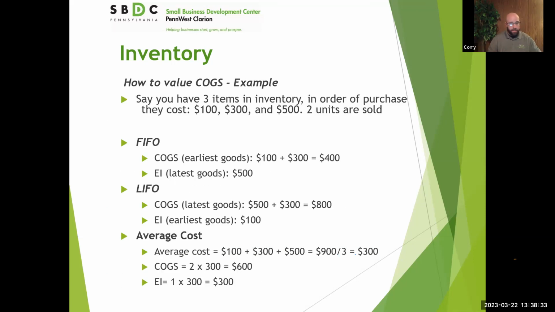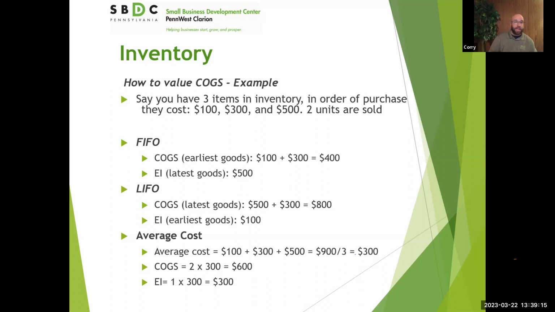Okay, so on this slide here is where I want to talk about the average cost with you, but let's look at these examples for first in, first out, last in, first out. Sorry, I think I said that wrong earlier, but last in, first out, LIFO, and then this average cost thing. So if you ordered 3 items of inventory, and in order of when you purchased them, the first one you purchased was $100. The second one was $300, and the third one was $500. And now you've sold 2 of those items.